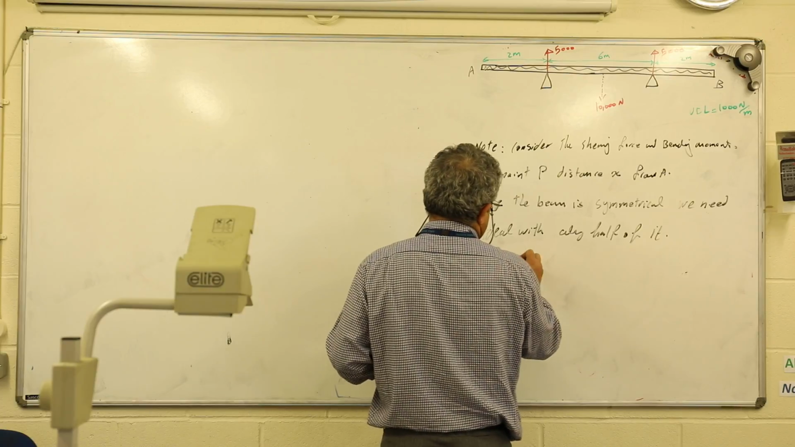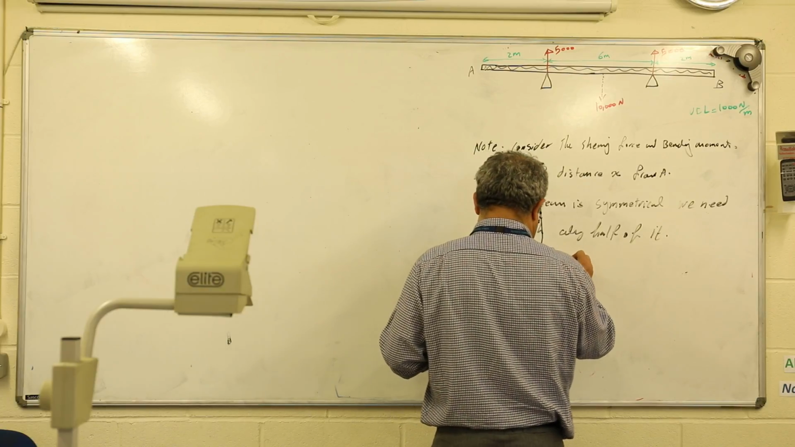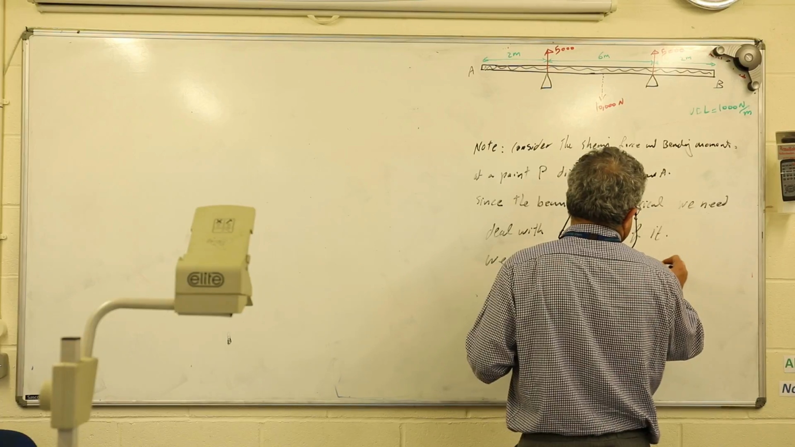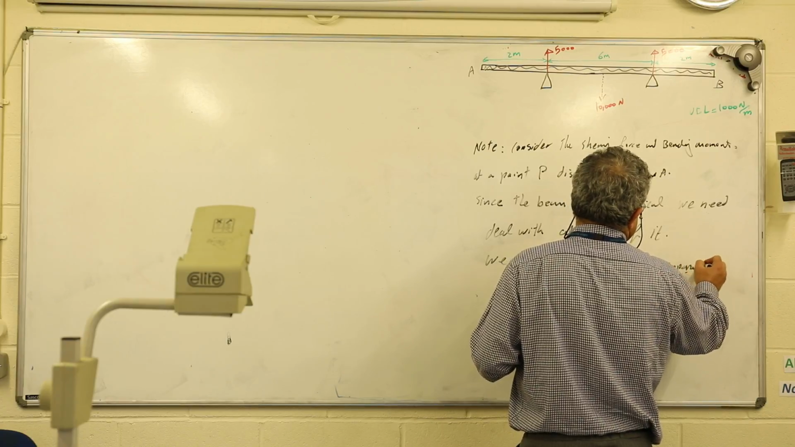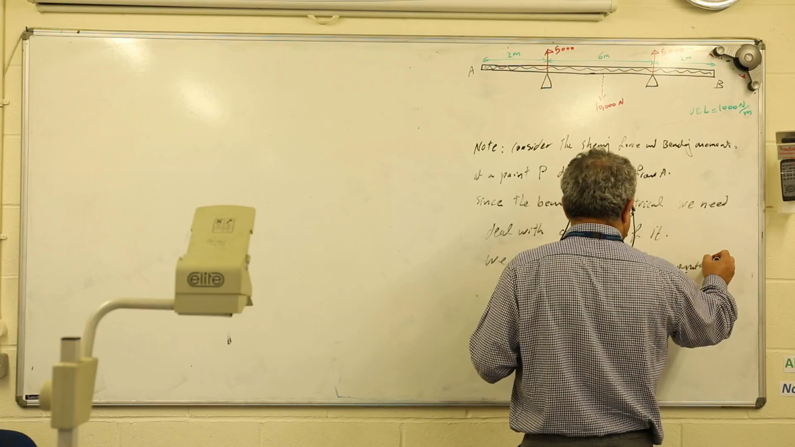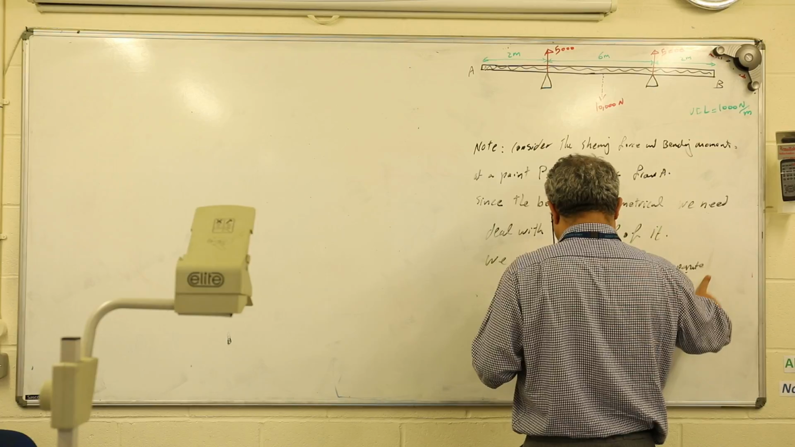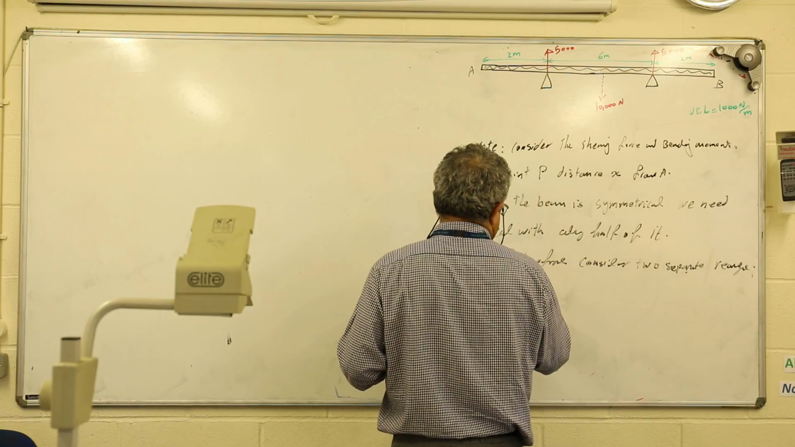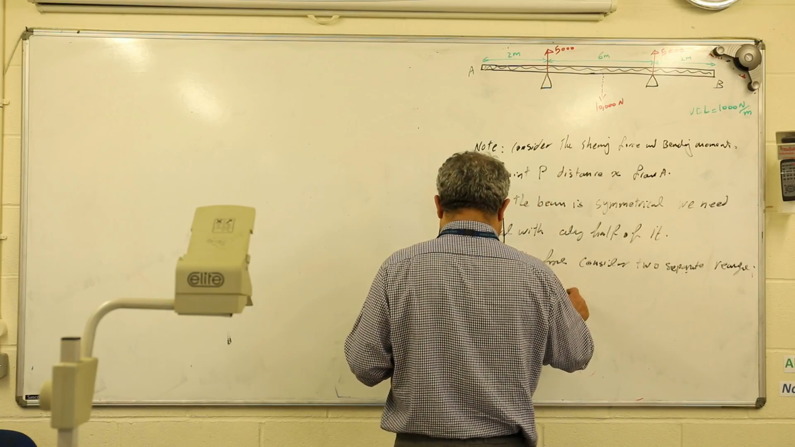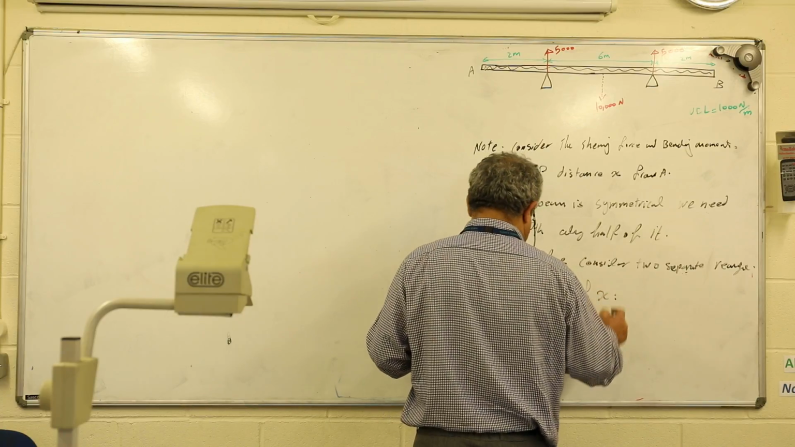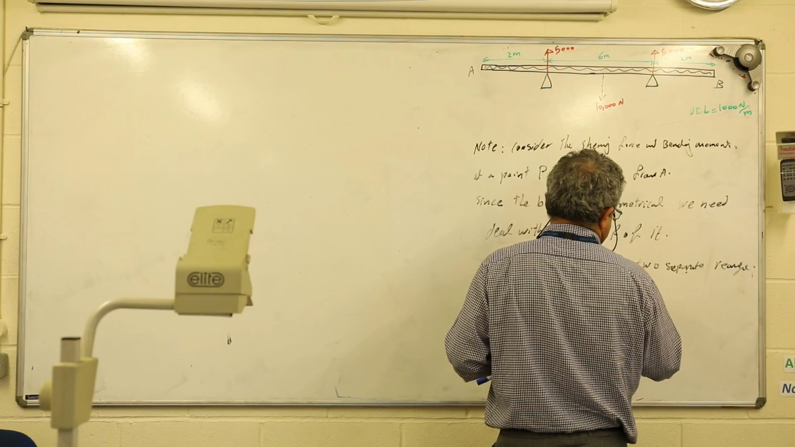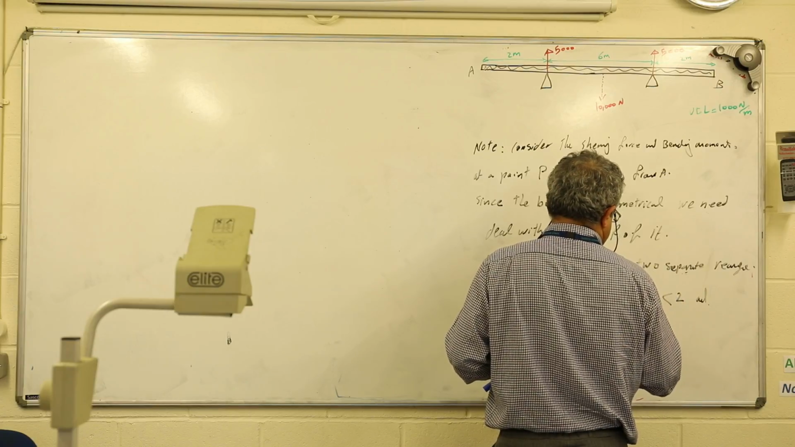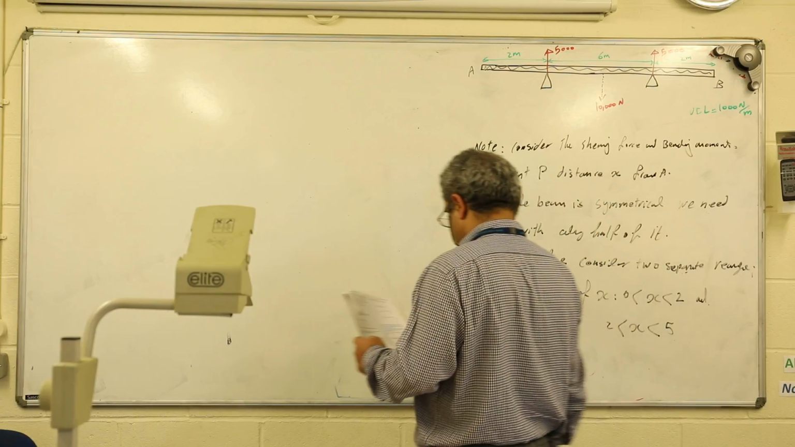We therefore consider two separate ranges of values of x, such as one where x is bigger than 0, less than 2, and x is bigger than 2, less than 5. Well done.